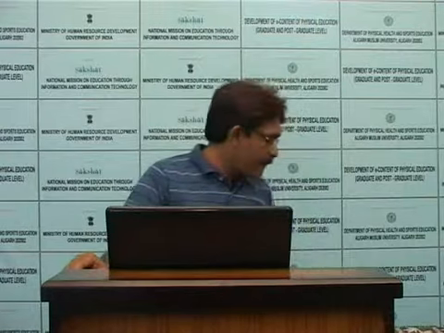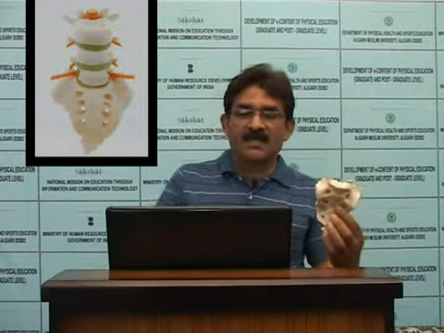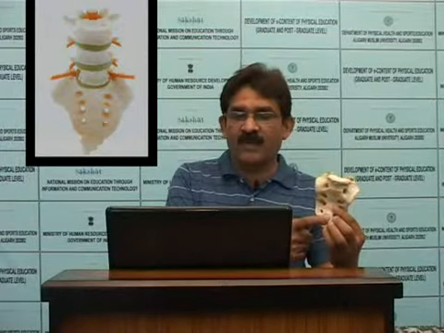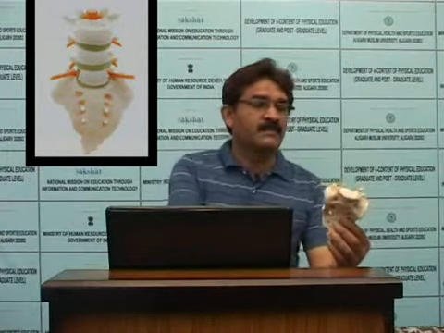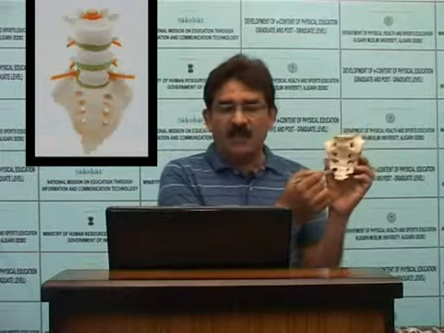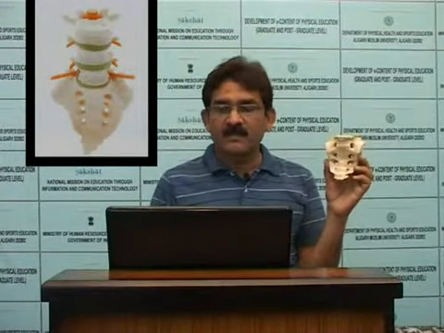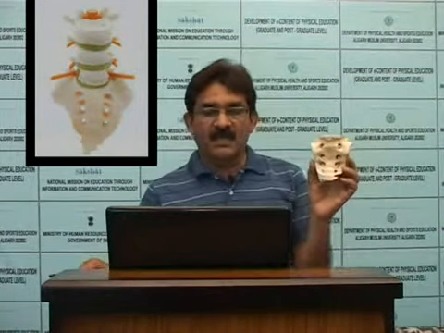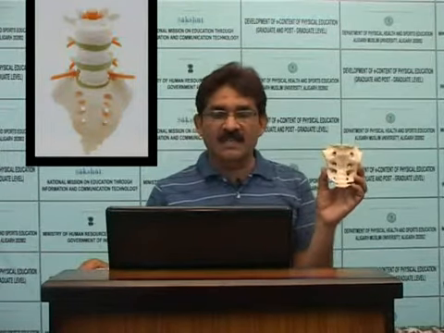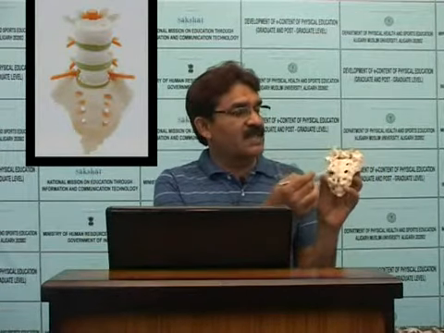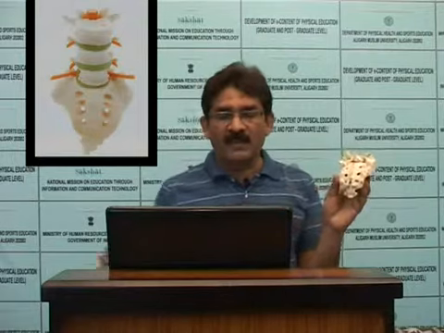Sacrum. This is the sacrum, and this is the anterior surface of the sacrum. Promontory, anterior sacral foramina, 4 pairs. These are the 4 pairs, 1, 2, 3, 4 pairs on both sides, known as anterior foramina. Median sacral crest, posterior sacral foramina. These are the posterior sacral foramina. These are also 4 pairs.